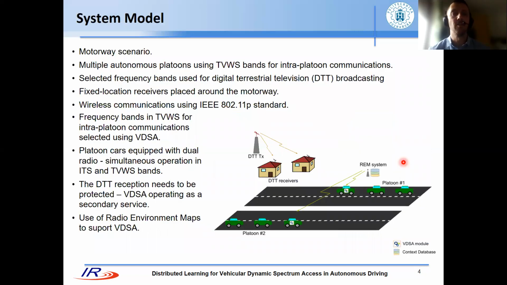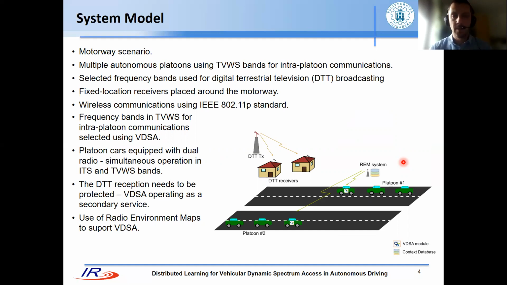So in our work, we consider a motorway scenario where we have multiple motorway lanes, and we have multiple autonomous platoons that move in opposite directions. These platoons use the TV white spaces band for intra-platoon communications. Because we focus on the TV white spaces, we can assume that selected frequency bands are also used for digital terrestrial transmission. So we have DTT service broadcasting in specific bands, and we have some fixed location of DTT receivers placed around the motorway. The good side is that we know their location in our system, so we can also take advantage of their protection.